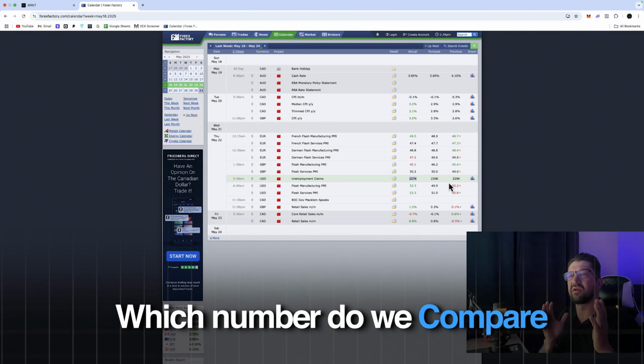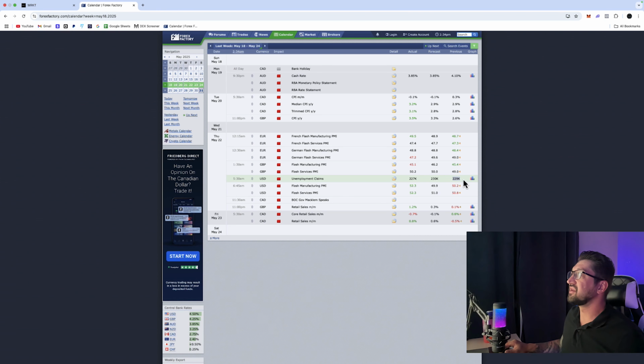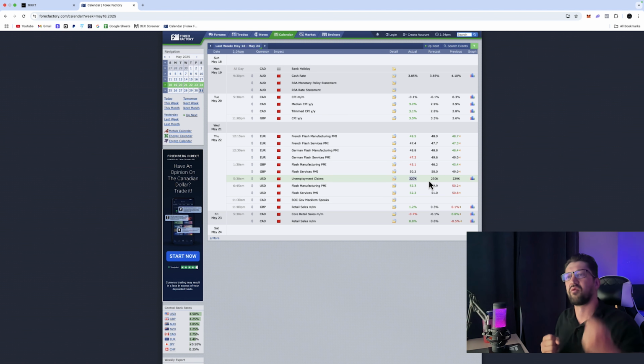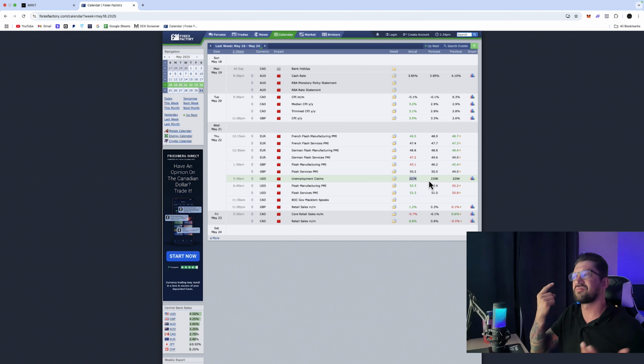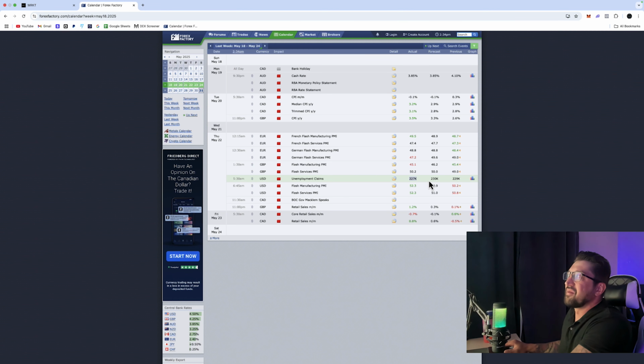Now, which numbers do we compare? I like the previous report, and I like the actual release. Actual, factual numbers. What is a forecast? Forecast is what an analyst predicts that it could be. So essentially, it's not that relevant of a number. Hard data numbers are important. Predictions are just predictions. So I hope that kind of makes sense.